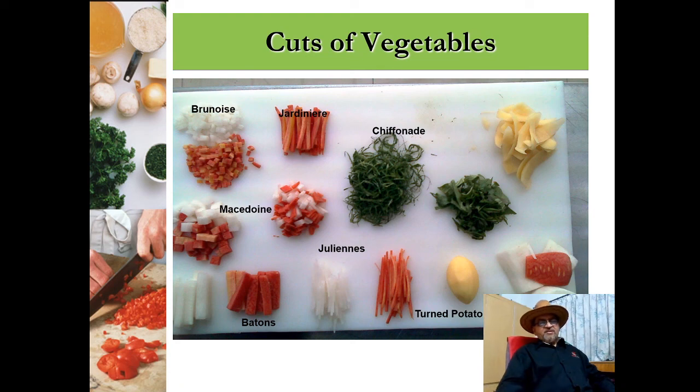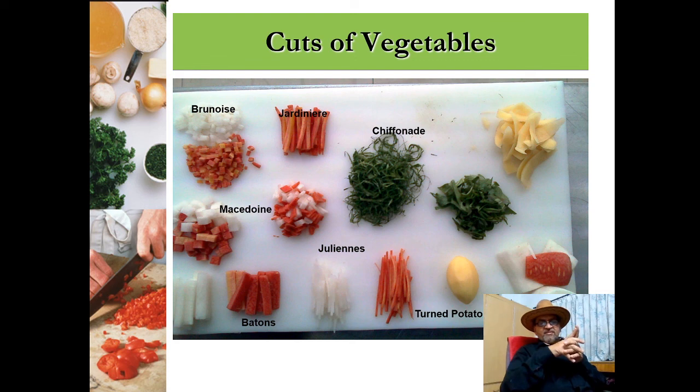Here we have some cuts of vegetables. We will talk in detail about these a little bit. Brunoise are very small dices, macedoine are dices. Batons are like sticks. Jardiniere is mixed cuts, no particular specification. Jardiniere means garden style, so mixed cuts.